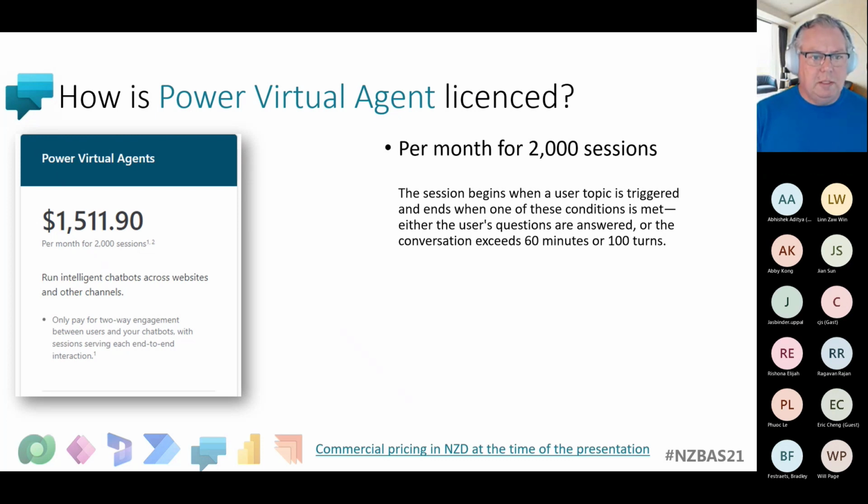The way PVA is licensed is you basically pay per session. You pay per month for 2,000 sessions. In NZD, it's $1,500 give or take for the 2,000 sessions. What a session is is outlined over there. The session begins when a user topic is triggered, and we'll talk about topics afterwards. But basically, if I have a topic on get my account details, as soon as a person triggers that topic and the conversation starts, that is regarded as a session.